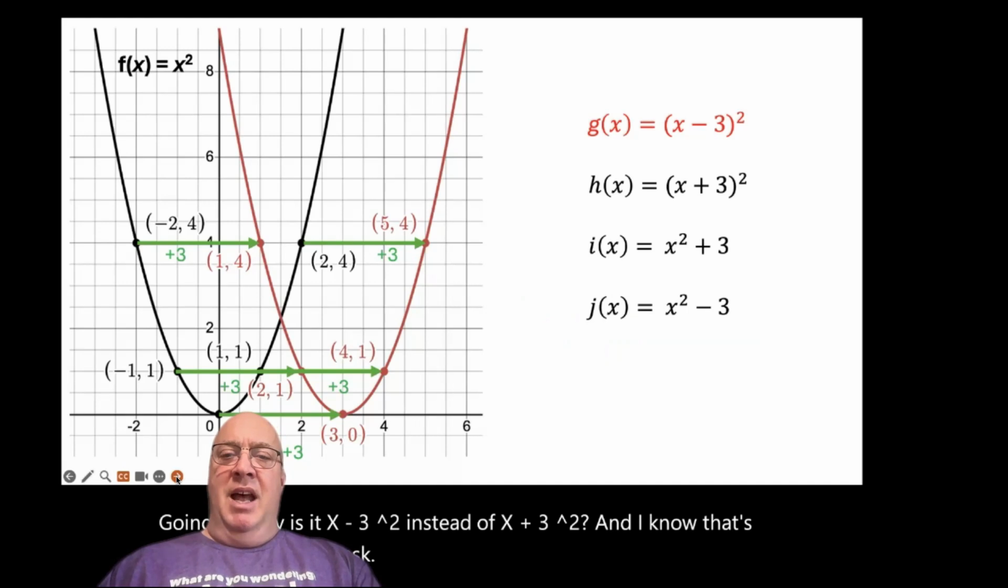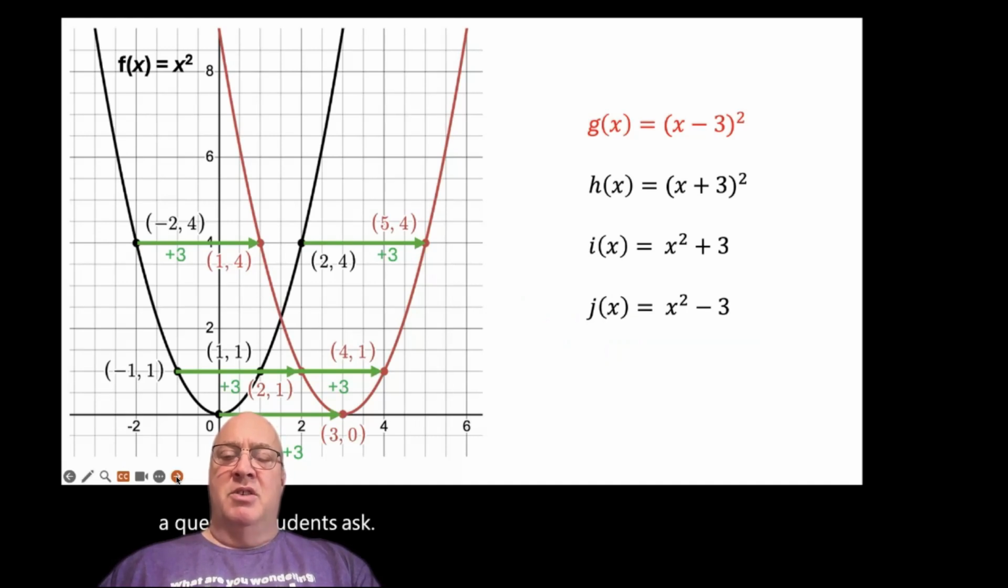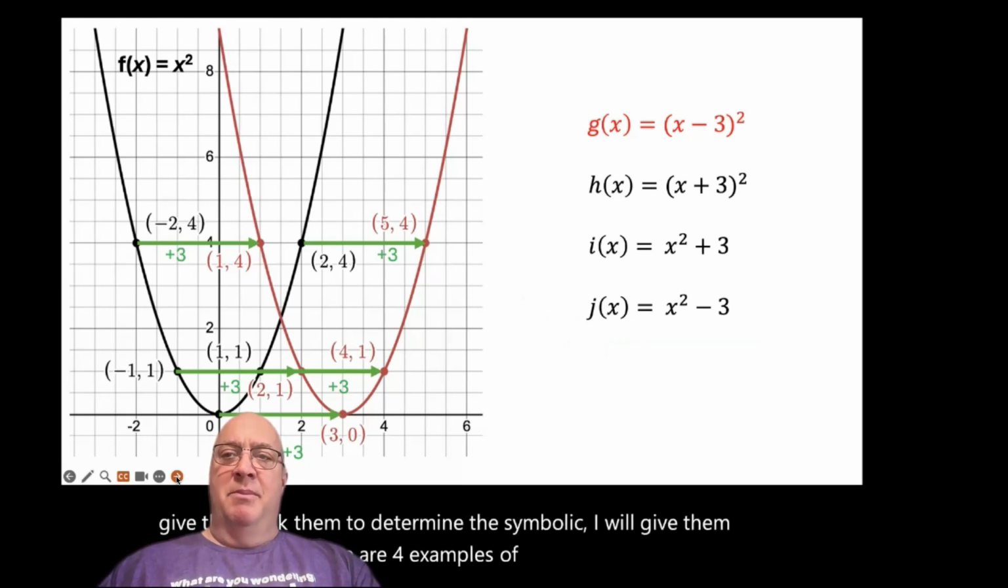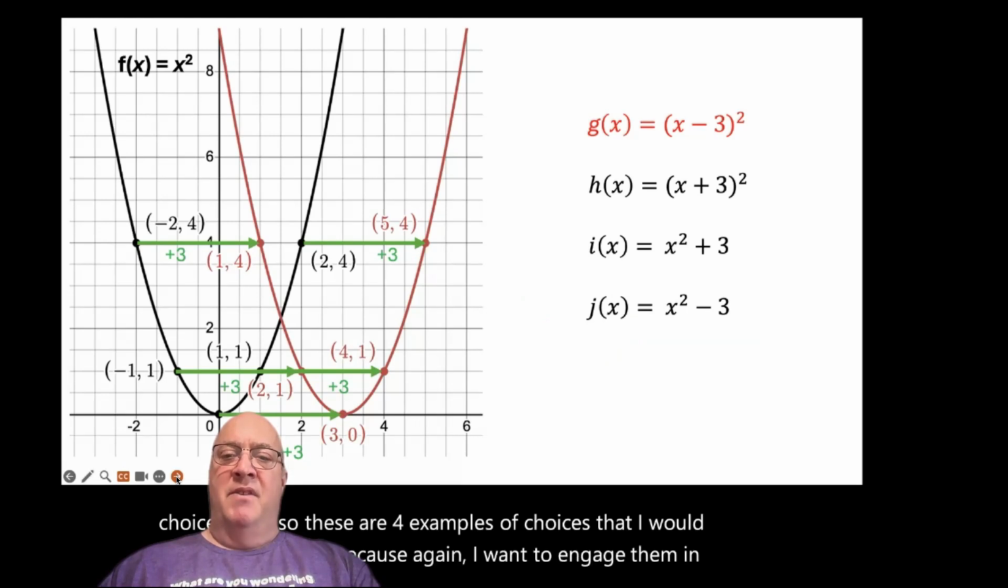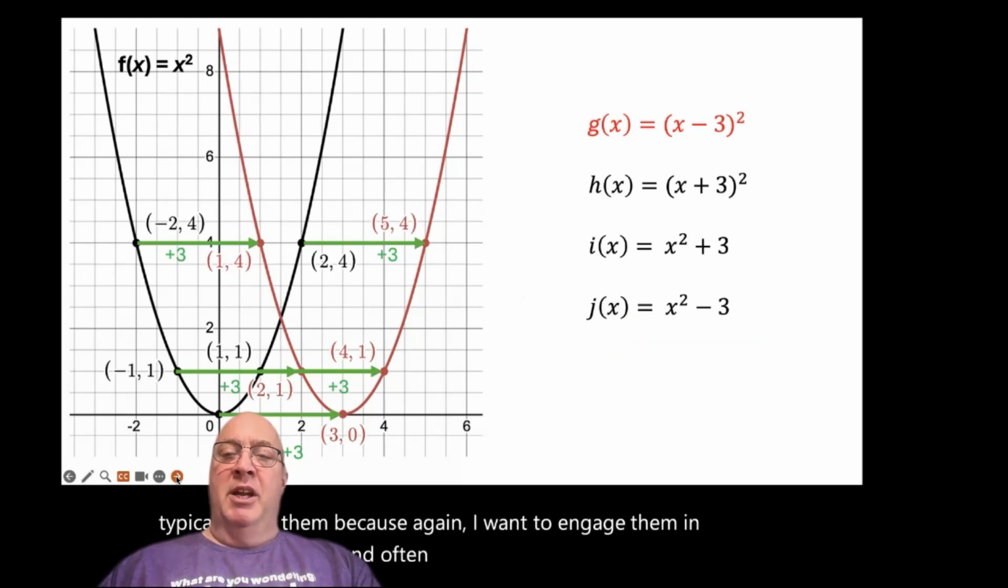By the way, I don't just generically, as students are starting out, ask them to determine the symbolic. I will give them choices. And so these are 4 examples of choices that I would typically give them because, again, I want to engage them in productive struggle. And oftentimes they're learning about the symbolic and the coding of the symbols.